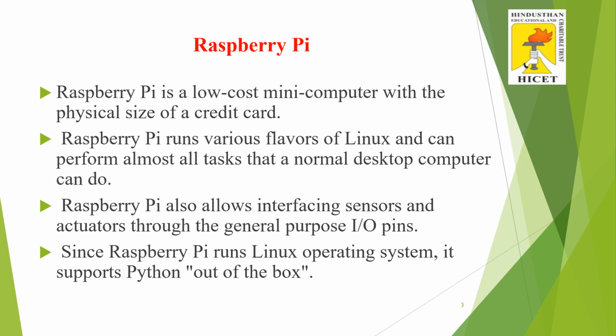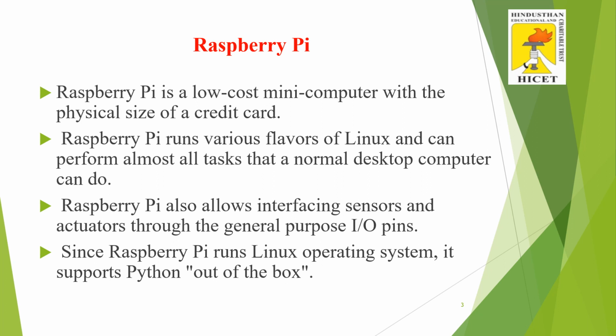It also allows interfacing sensors and actuators through the general purpose input output pins, that is called the GPIO. So every Raspberry Pi will have some GPIO pins, and those GPIO pins are responsible for connecting various sensors and actuators with your Raspberry Pi. In upcoming slides, we will see the details about all the GPIO pins of Raspberry Pi.